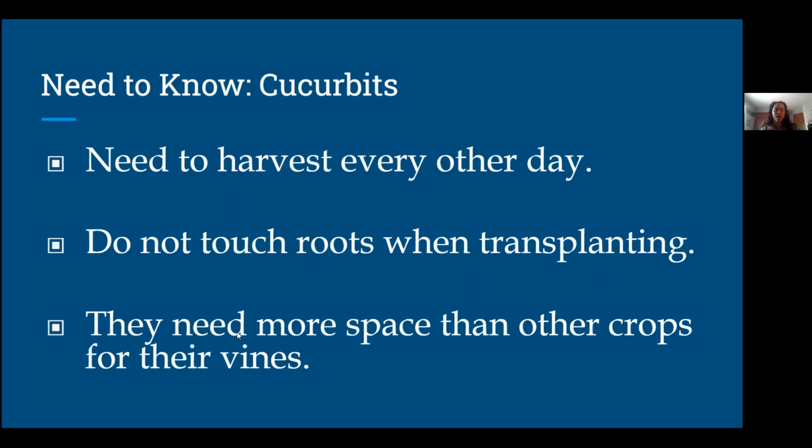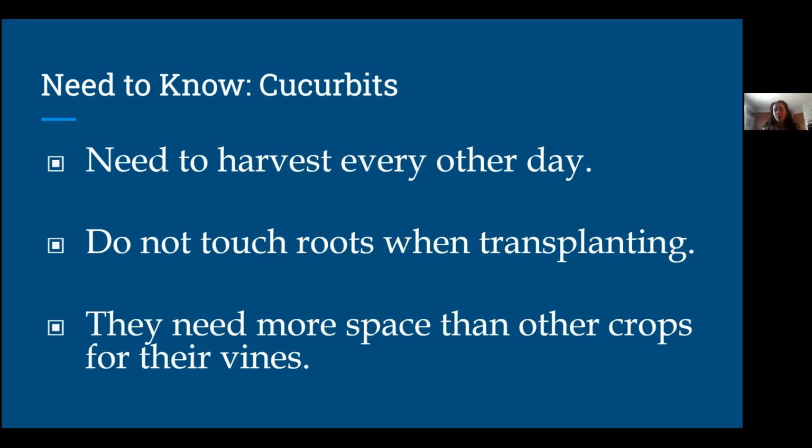So some more need to knows about cucurbits. Like I said, you'll need to harvest pretty much every other day, so keep an eye on them. And do not touch the roots when transplanting. They're very delicate and sensitive. And since these are going to be the plants that need more space than other crops for their vines to grow, some of them do well with trellising to help support them.